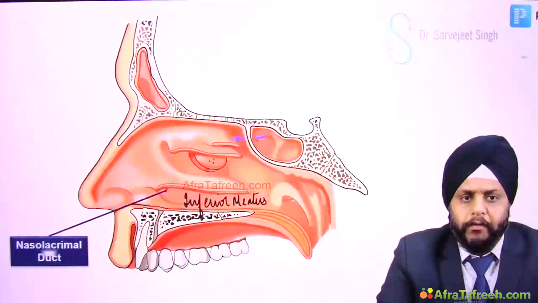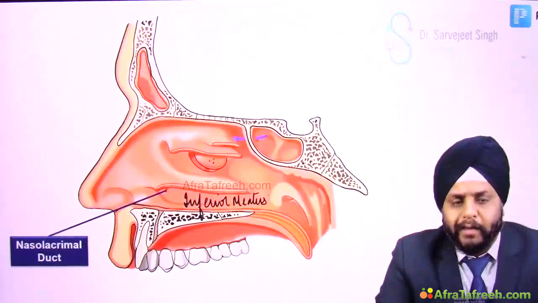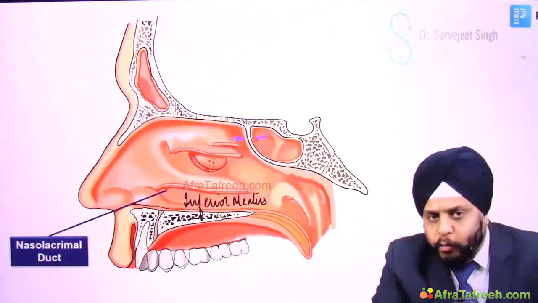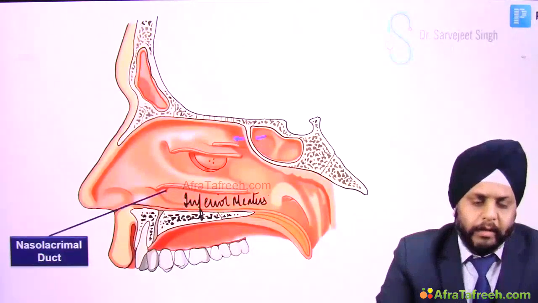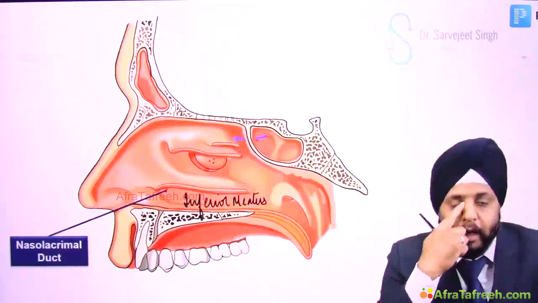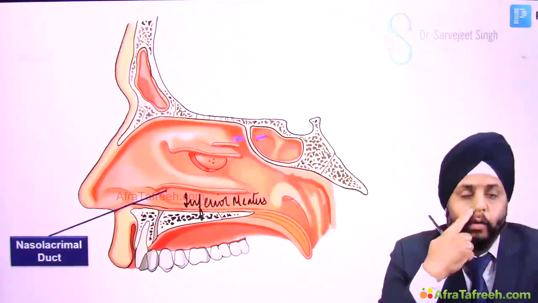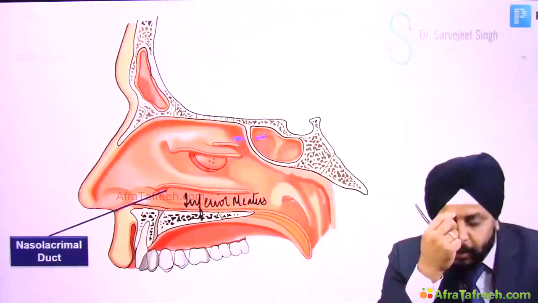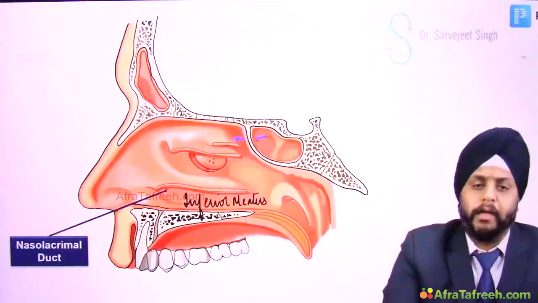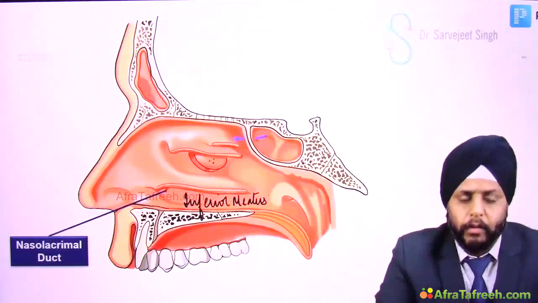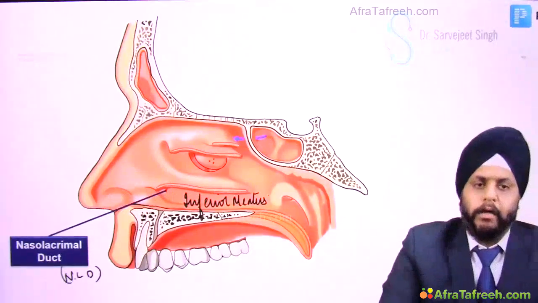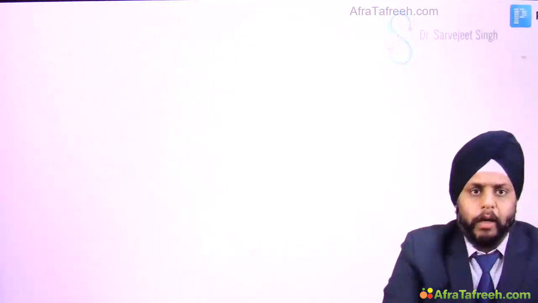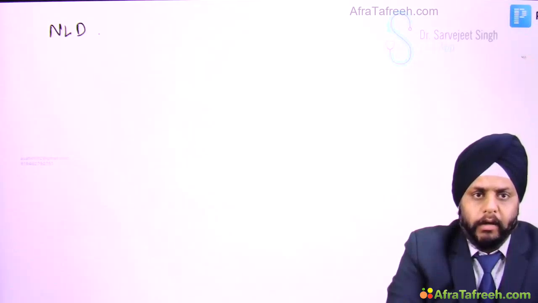Okay. Now what do you see in the inferior meatus? You can see over here in the inferior meatus, there is a duct known as nasolacrimal duct. It is opening over here in the inferior meatus. Remember, the nasolacrimal duct starts from the lacrimal sac and opens in the inferior meatus, and it takes all your tears and drains them in the nose. Nasolacrimal duct, we also call it NLD.